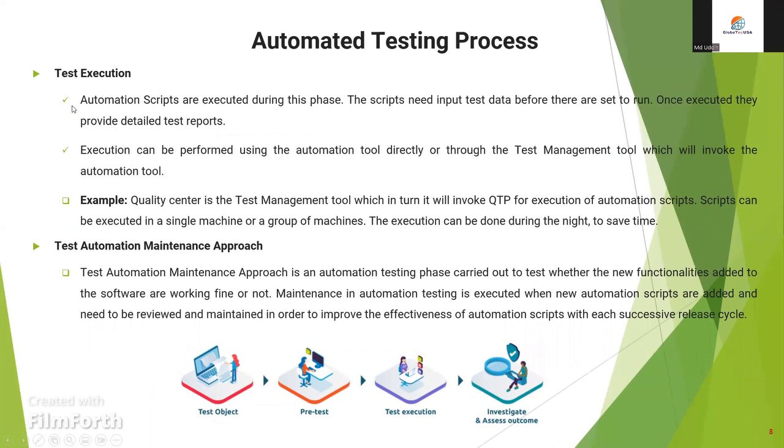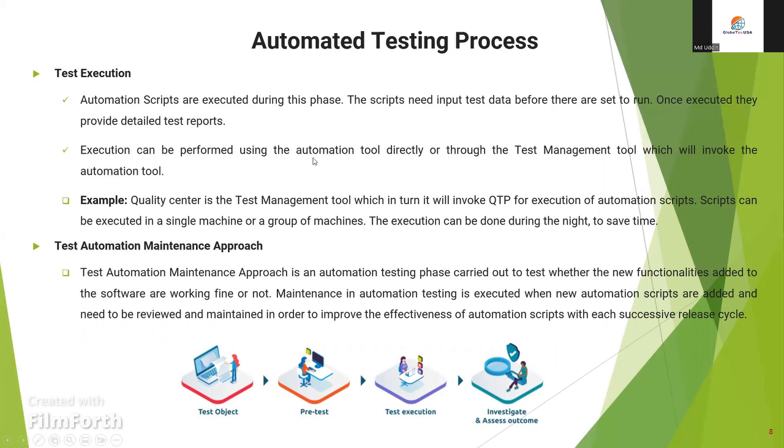Test execution: the automation scripts are executed during this phase, and the scripts need input test data before they are set to run. Once executed, they provide detailed test results. So whenever you are starting the execution of the test suite, you need to create your test data, an Excel sheet or data provider from where you want to feed your data to your script. You need to keep that ready also. Then you start your testing, and once executed, you can provide a test report showing how many test cases pass and how many fail.